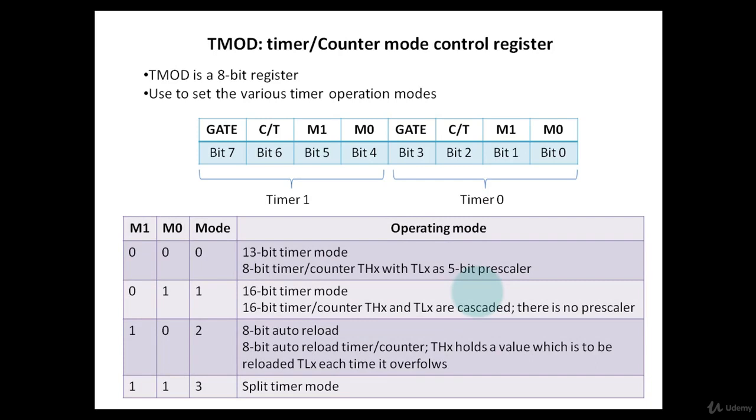To set the mode of timer, we use bits M0 and M1. Since these are 2 bits, total possible combinations are 4. So 4 modes are there. Mode 0 is a 13-bit timer mode, mode 1 is 16-bit timer mode, mode 2 is 8-bit auto reload mode, and mode 3 is a split timer mode. In this video, I will discuss all these 4 different modes in detail with you.